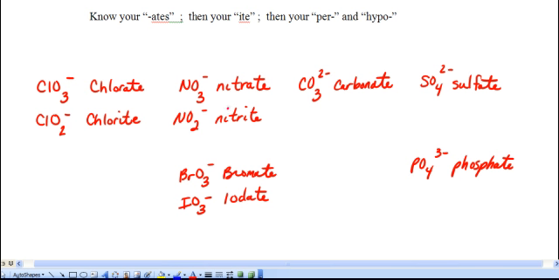Now, I have never seen carbonite except for in a Star Wars movie, believe it or not. If you're a Star Wars fan, you've heard of the term carbonite, but they're really not talking about the same thing. You could do the same thing with bromate and iodate.